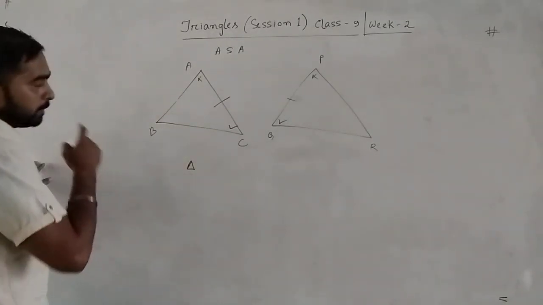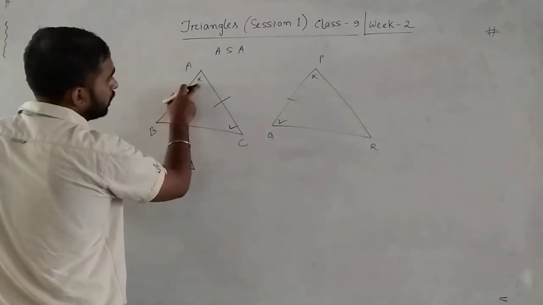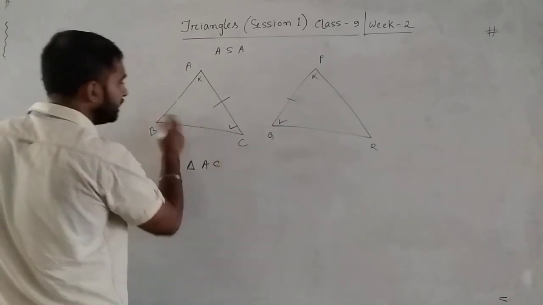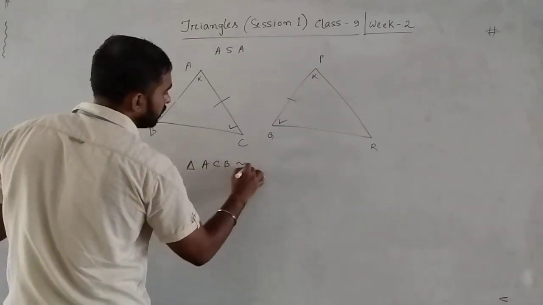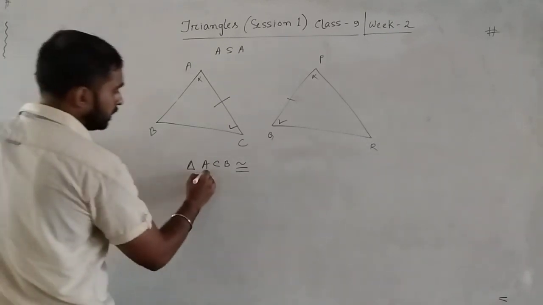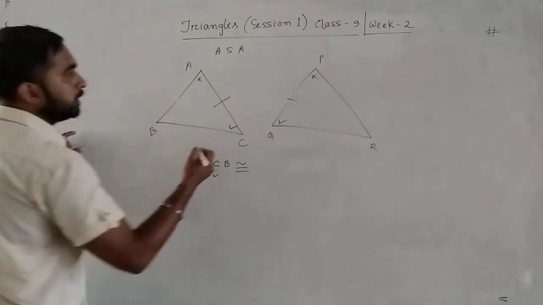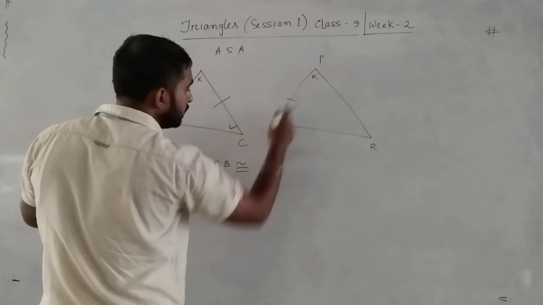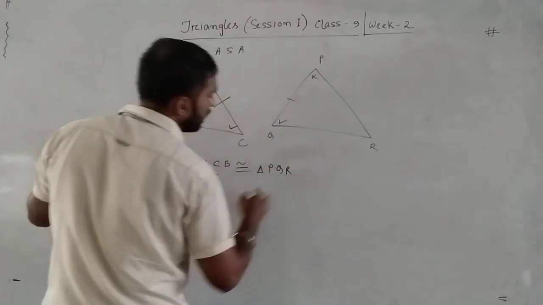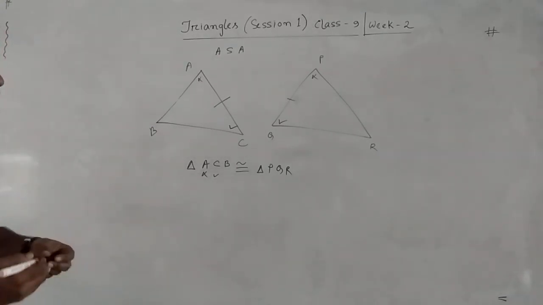So first, we start from the cross. Cross, then tick: cross means A, tick means C, and then the third angle is B. Congruent. Here, first cross, then tick. So here it will be cross and tick. Cross means P, tick means Q, then the third angle is R. In this way, this is the naming order.